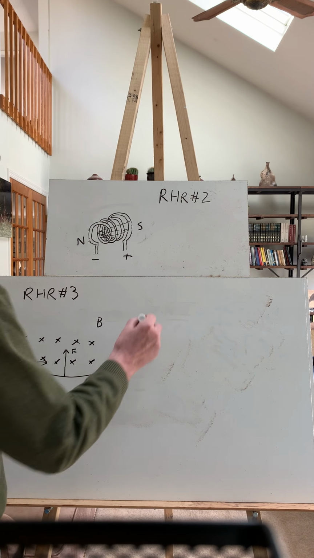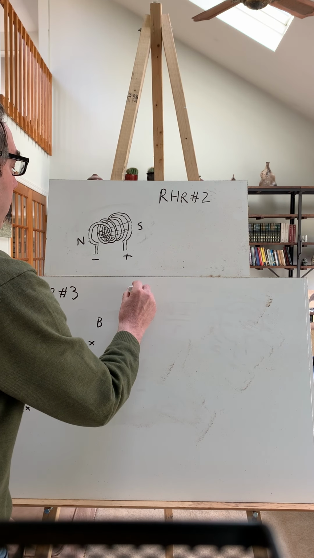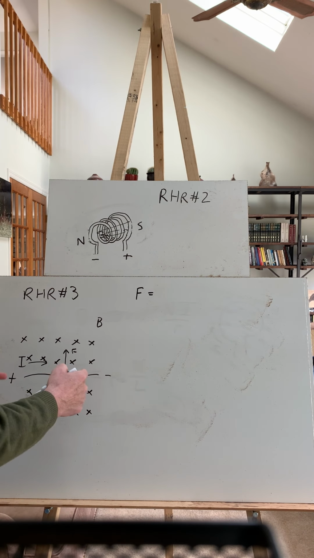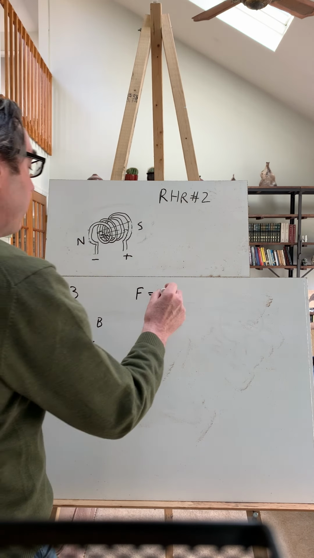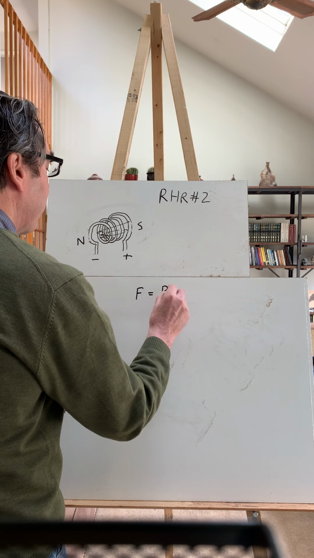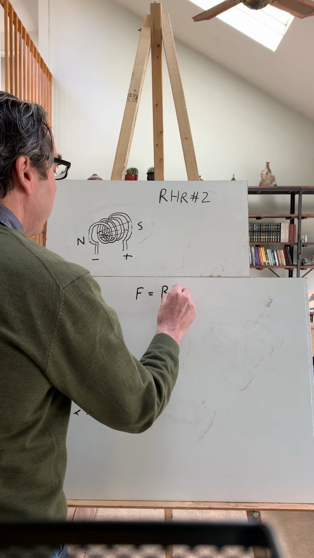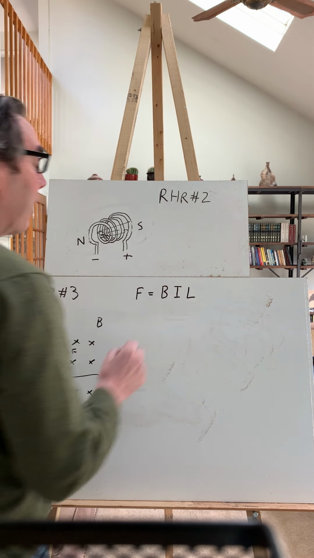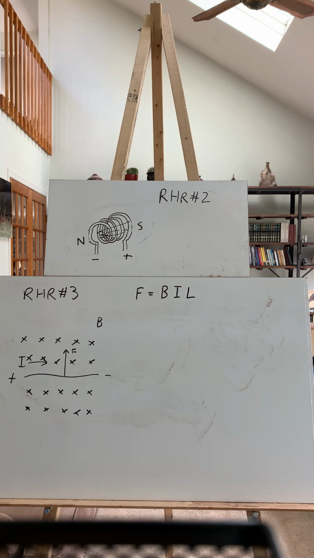Now, to determine the magnitude of that force, that's going to depend on how much wire is in the field and also the strength of the field. And so the force is going to equal the external magnetic field times the current in the wire times the length of wire that's in the field.